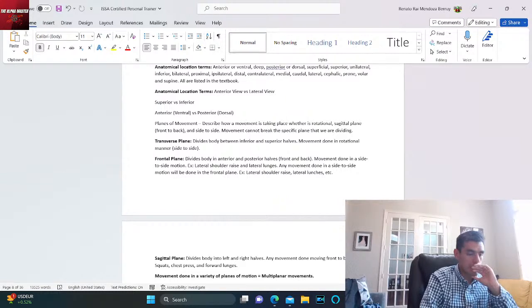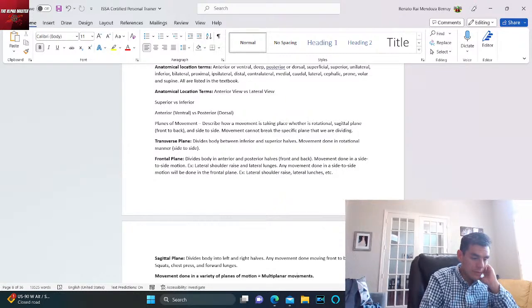Describe how a movement is taking place. The transverse plane divides the body into inferior and superior halves, with rotation movements. The frontal plane divides the body into anterior and posterior halves, front and back, and movement is done in a side to side motion.